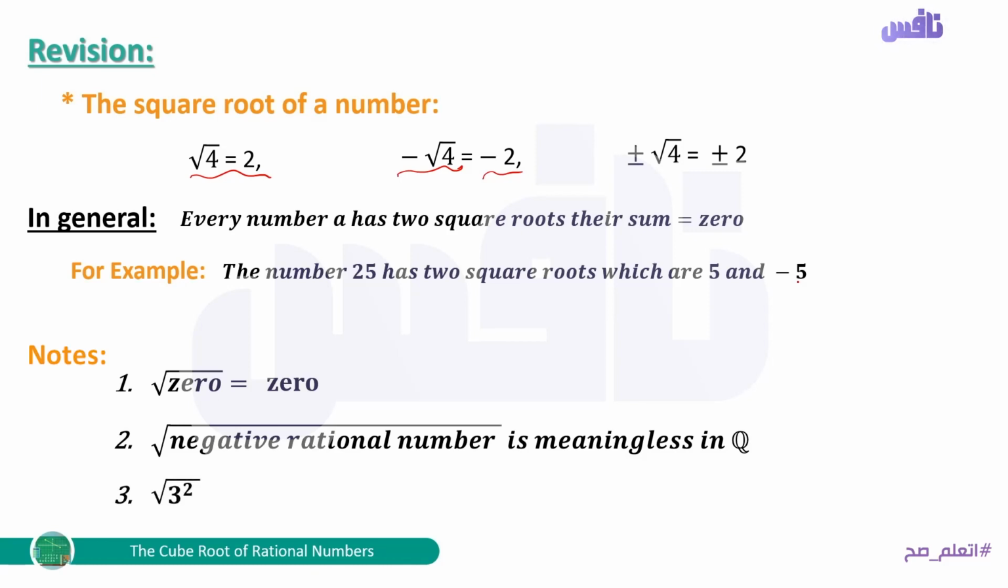Number 3, square root of a number to the power 2. If we have a number inside the square root and it is raised to power 2, then the result will be the absolute of this number. Okay? Absolute 3 equals 3. If we have square root of negative 6 all power 2, the result will not be negative 6. It will be absolute negative 6 equals 6.